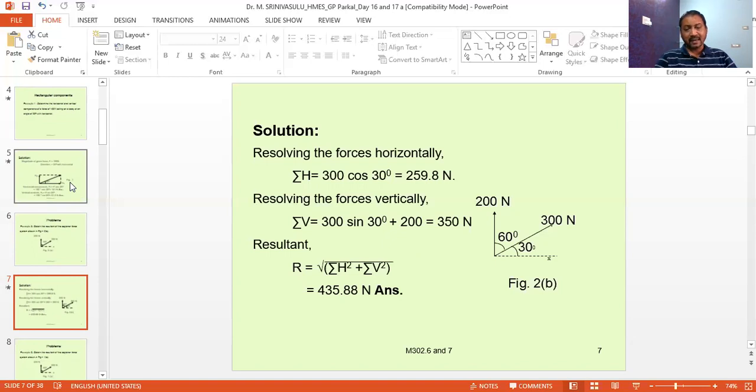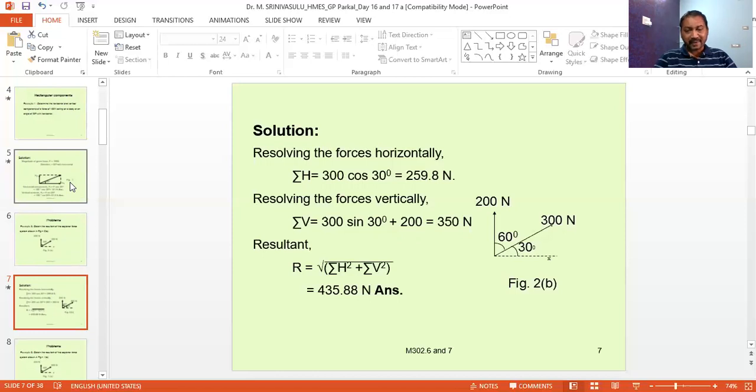So we know that the angle between the x and y axis is 90 degrees because they are perpendicular to each other. Now, therefore, if the given force is making an angle of 60 degrees with vertical, it means the angle made by the force with horizontal is equal to 90 minus 60, that is equal to 30 degrees.